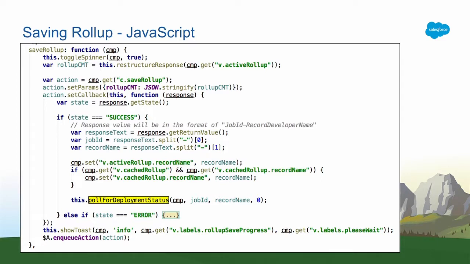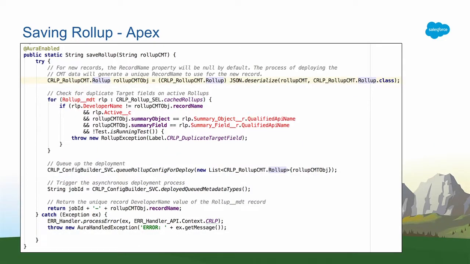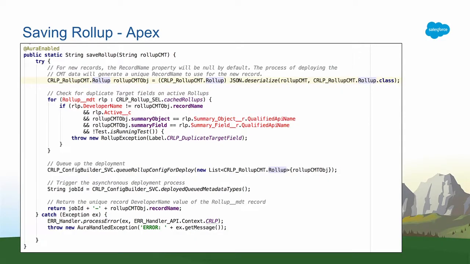And since that is going to be an asynchronous call, all we can do here in our callback function in the success response is to poll for the deployment status, and we'll come back to that in just a minute. So we have our callback set up, and now we're sending our JSON into the Apex method here. So what that's going to do in the save rollup method is we're going to deserialize that JSON that we've passed over.